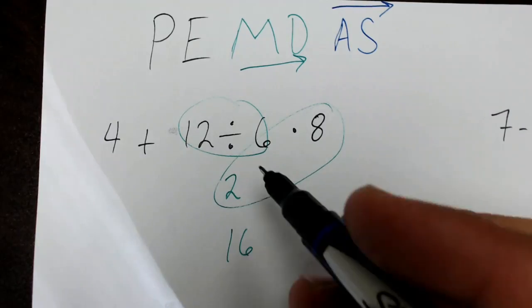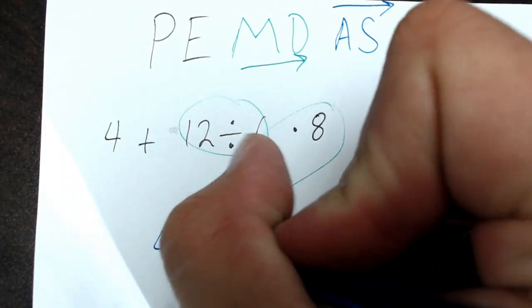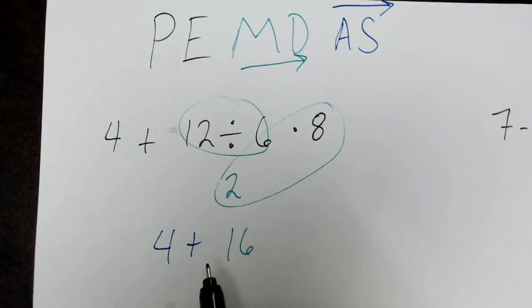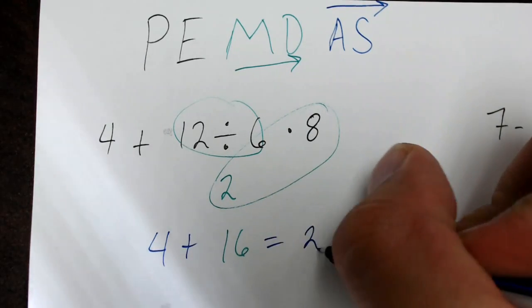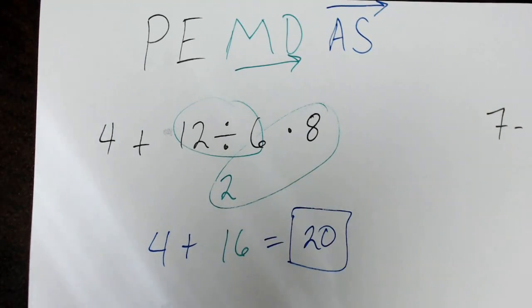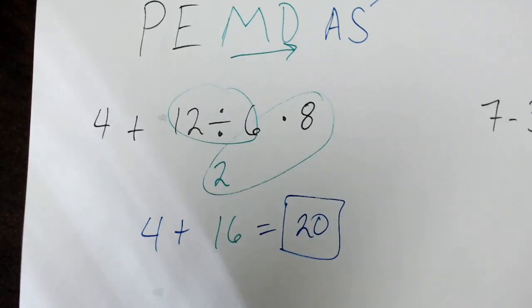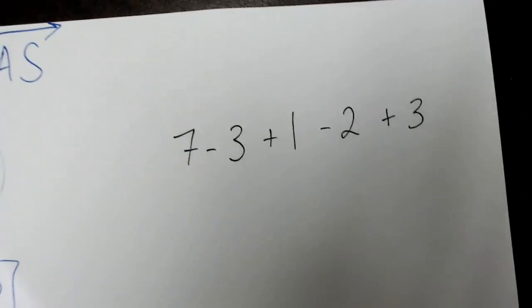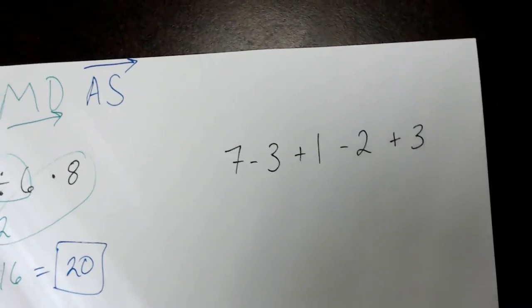Now that all of the multiplication and division is gone, I'm down to the last step, which is just addition. 4 plus 16 gives me a final answer of 20. And that's how order of operations works. It's pretty simple. Multiply and divide, then add and subtract. Now let's do an example of add and subtract in order from left to right.